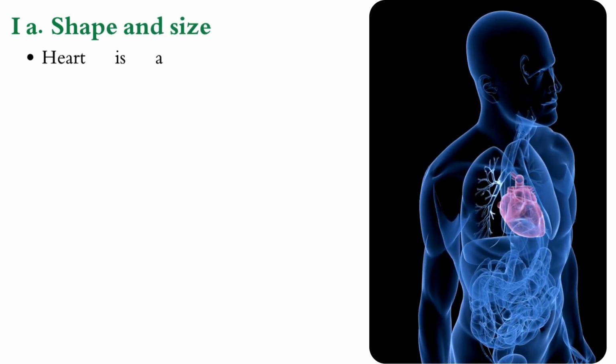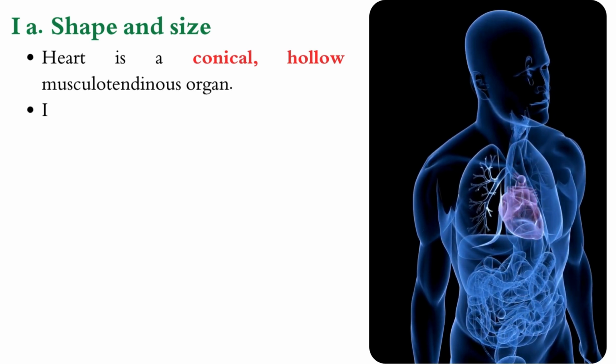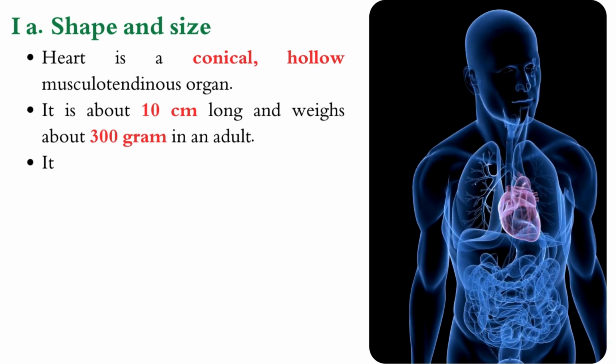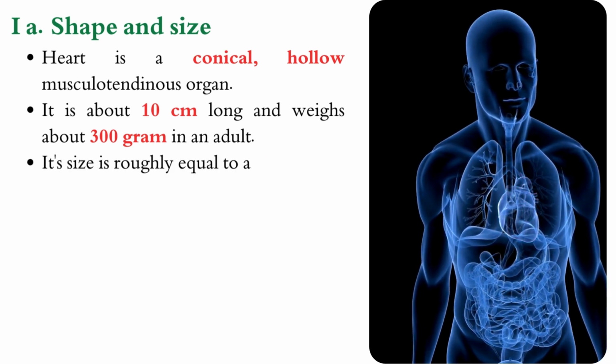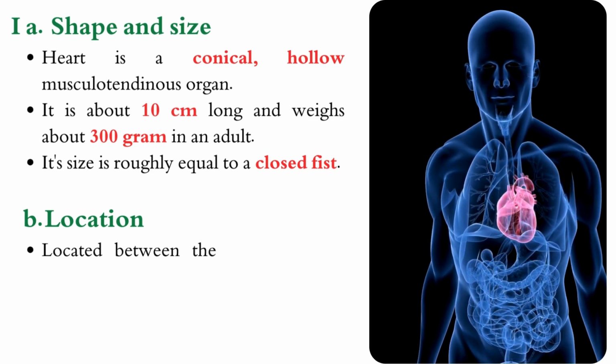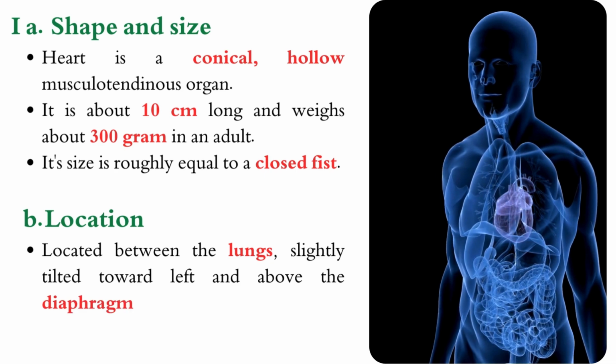Shape and size: the heart is a conical, hollow, muscular organ. It is about 10 centimeters long and weighs about 300 grams in an adult. Its size is roughly equal to a closed fist. Location: it is located between the lungs, slightly tilted toward the left, and above the diaphragm in the thoracic cavity.